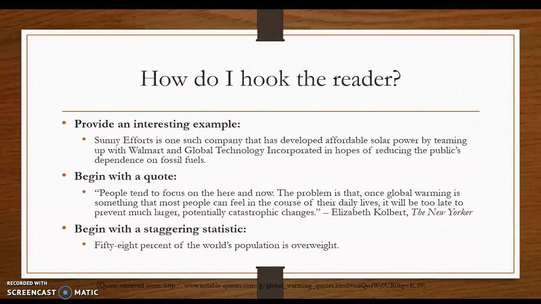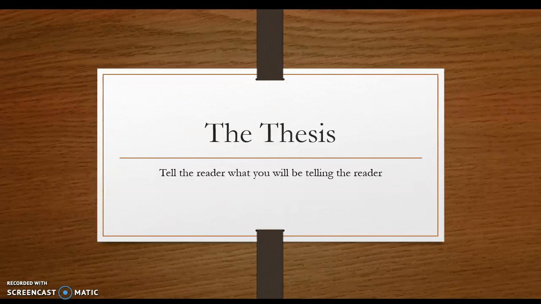And then you can also begin with a staggering statistic, and it could be like this one: 58% of the world's population is overweight. So that's a pretty high percentage if it's accurate. And these really provide the reader the hook to get them pulled into your essay and make it interesting.